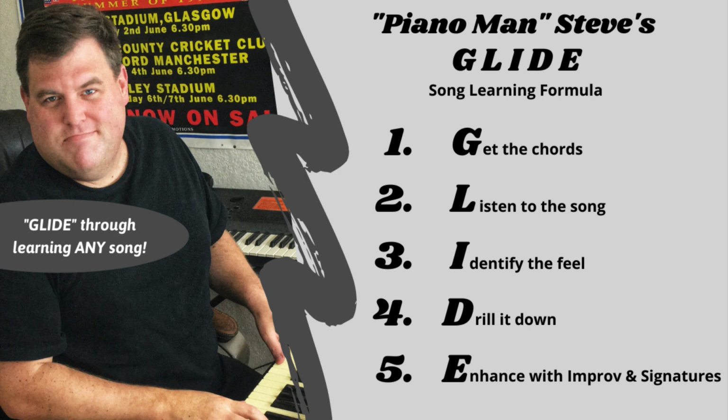And once you have it drilled down and you're not using a lot of brain power to figure out how to get from one chord to the next and all that kind of stuff, then step 5, E, enhance it with improv and signatures. And so that's the process that we're going to be running this song through. So let me bring the teaching screen back up and let's actually dive into the song.